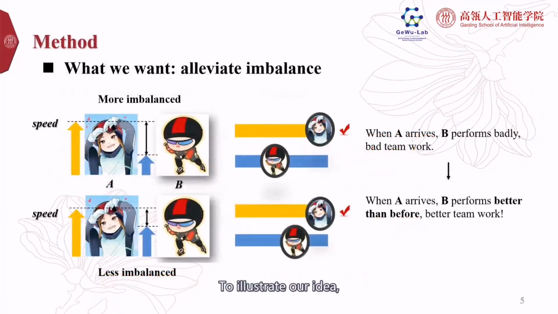To illustrate our idea, we'll give an example. Imagine a skating competition. The score of a team depends on the last teammate. Now we have two teammates. A is faster than B. When A arrives at the destination, B has just finished half. To improve the team performance, A should help B to speed up, so when A arrives, B can finish more of the journey than before. It's similar in multimodal learning, where we let the dominant modality slow down to wait and help the weak modality, so they can make a better teamwork.